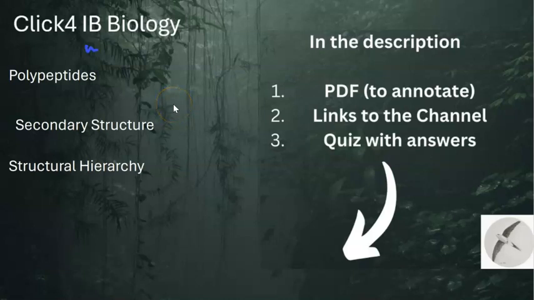Clicked for IB Biology. Now we're going to take a look at what is called the secondary structure, the second level of organization of proteins in the structural hierarchy of protein structures.